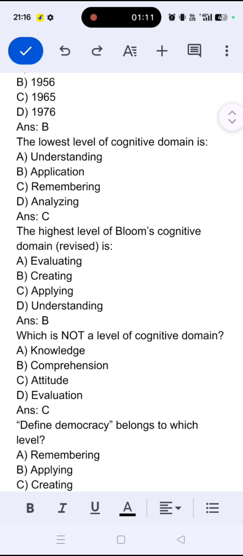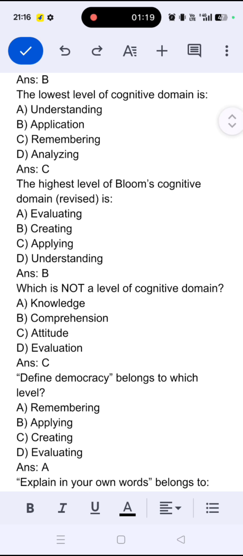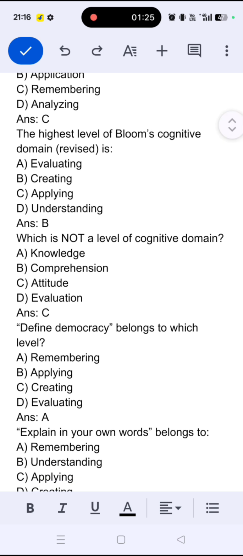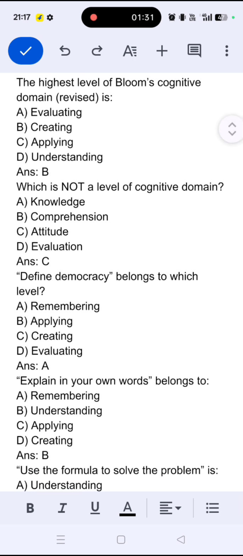The lowest level of a cognitive domain is option A understanding, B application, C remembering, D analyzing. So C option is the correct, remembering. The highest level of Bloom's cognitive domain revised is option A evaluating, B creating, C applying, D understanding. So B is the correct, creating.